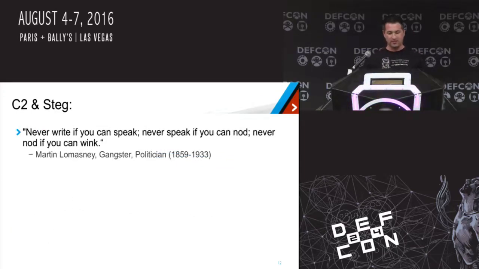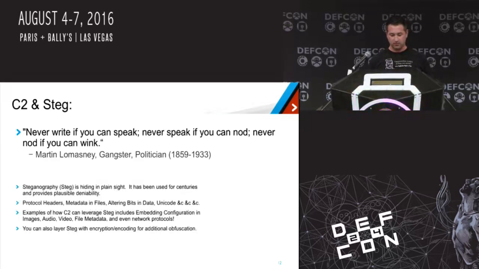So one of the things that I found most interesting is steganography and what's kind of happening, some of the potential. We've seen hints of this certainly in a bunch of different malware, and I think it's probably one of the most powerful ways to exchange information in a covert channel. Basically, this is hiding information in plain sight. It's not anything new. It's been used for centuries.